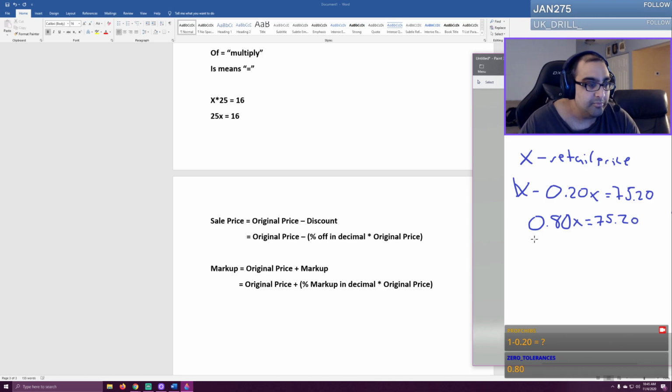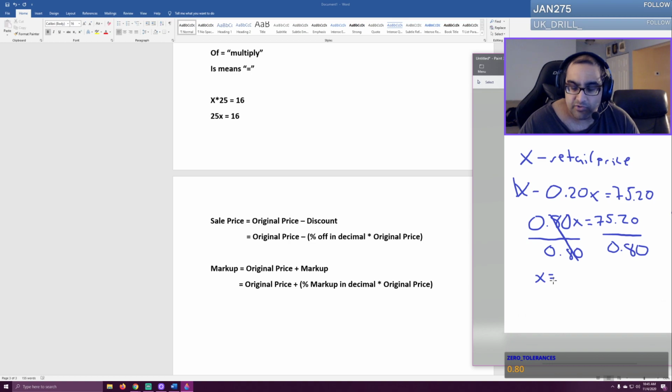Okay. And then we're just going to divide by 0.80 on both sides, just like we did before in the other problems. Can anybody give me an answer here? What's x equal to? All right, $94. Okay, so the part's original retail price was 94 bucks.